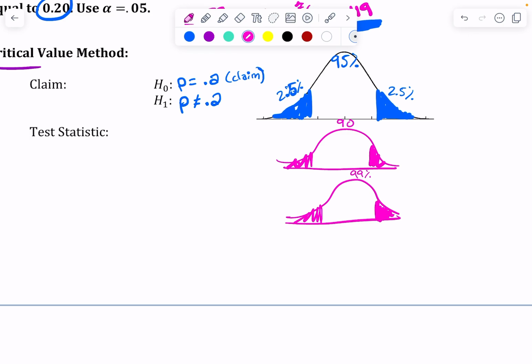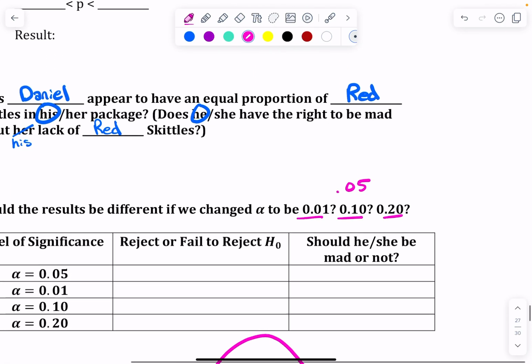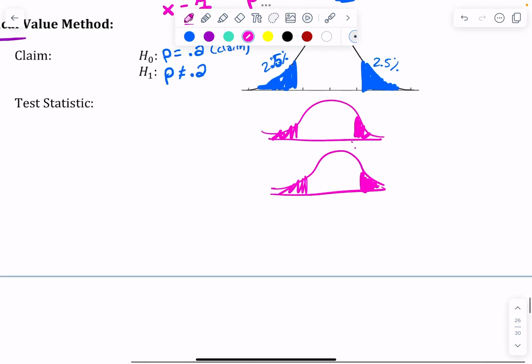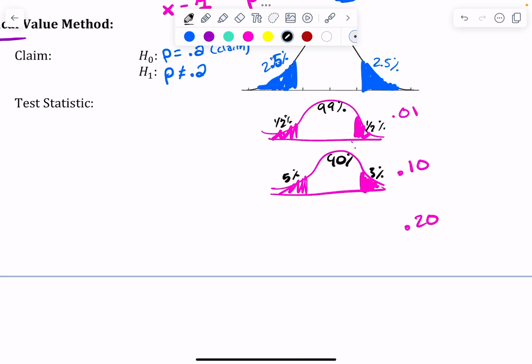Let's see. Let me go back. I'm switching my alpha value to 0.01, 0.10, and 0.20. Okay, so here, this would be 0.5%, and this would be 0.5%, so this would be 99% for 0.01. This would be 5% and 5%, so this would be 90%. And then if I had 20%, that would be 10% and 10%, so this would be 80%.